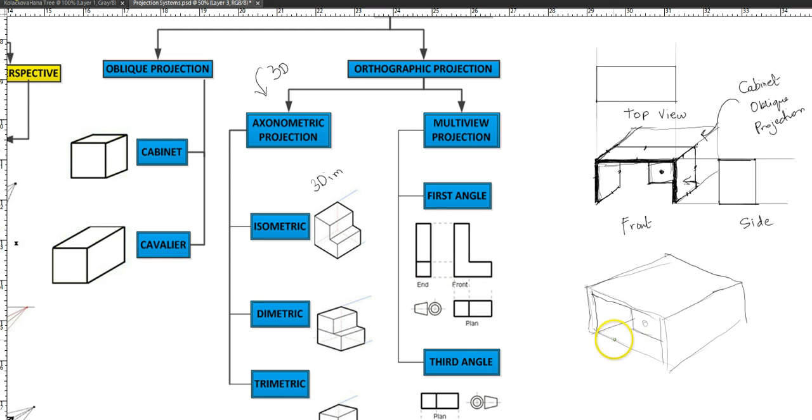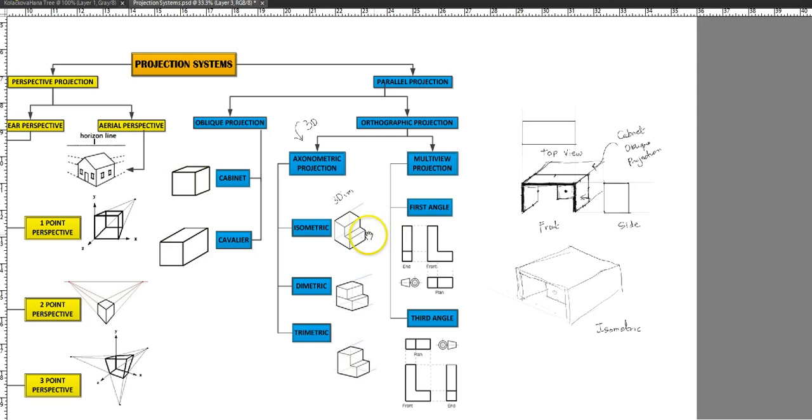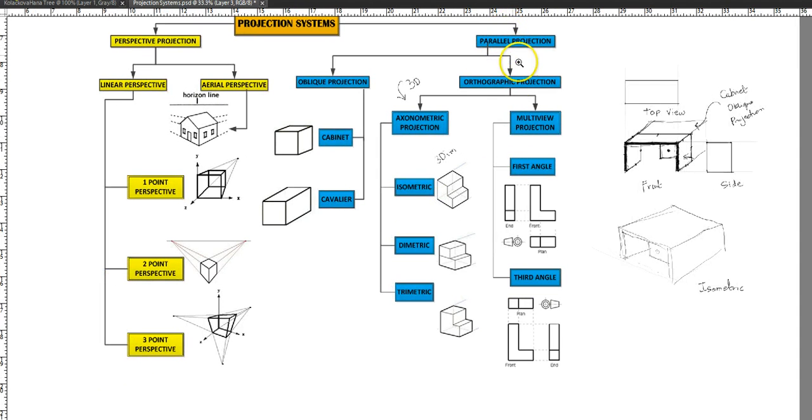Alright, so you see the difference between the two? This is an isometric view of this table, and this one is an oblique view of this table. So the front is straight, over here the front is at that angle. So I hope we understood all the different types of parallel projections that we have.